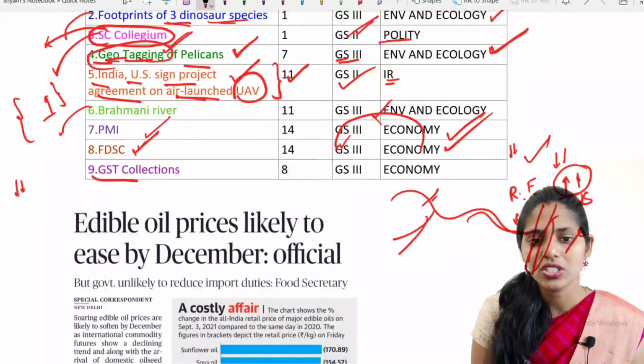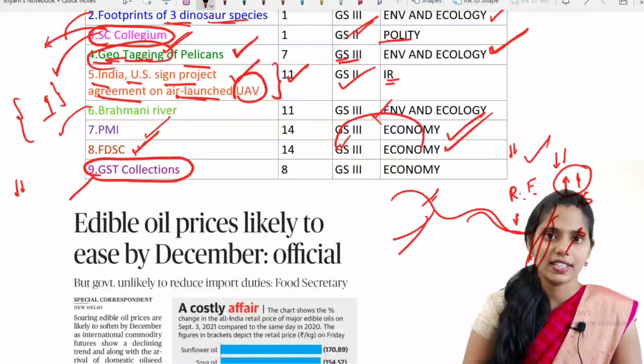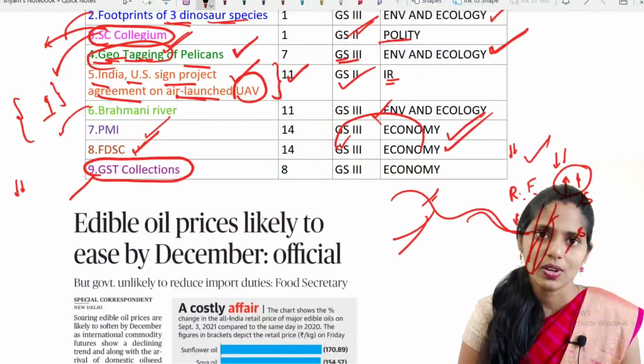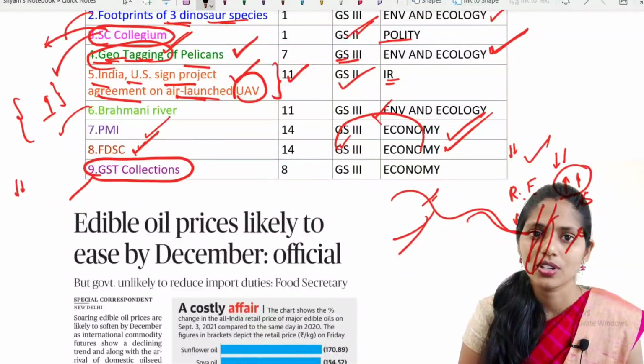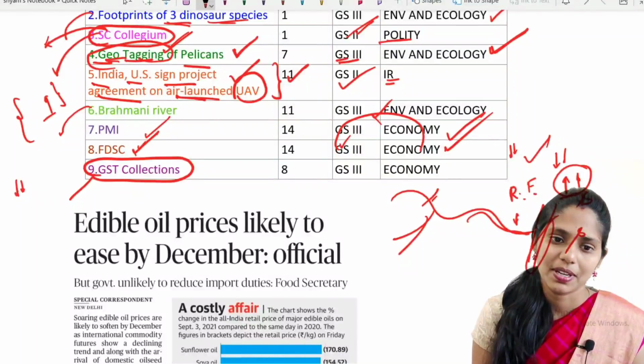And the next one is about GST collections. In yesterday's lecture we studied some background regarding the GST collections of the month of August. In this article we are going to see some analysis. So this will be important from our economy point of view which comes in GS paper 3. Now let's get started with our discussion and let us see the first topic.